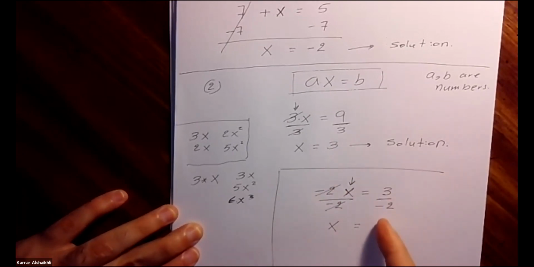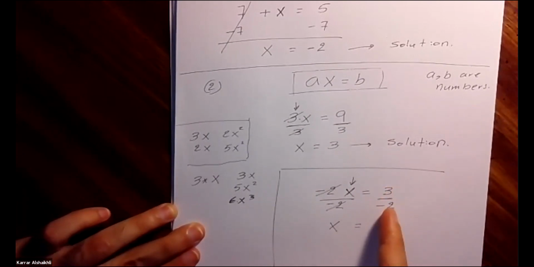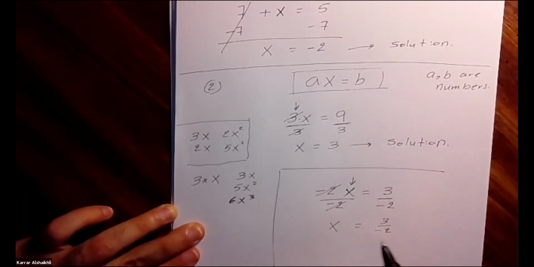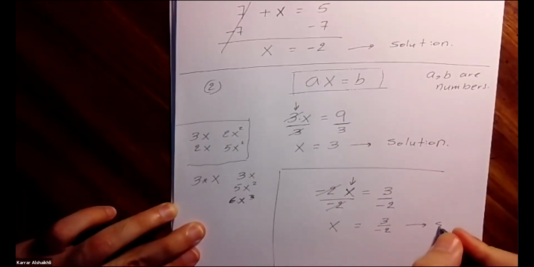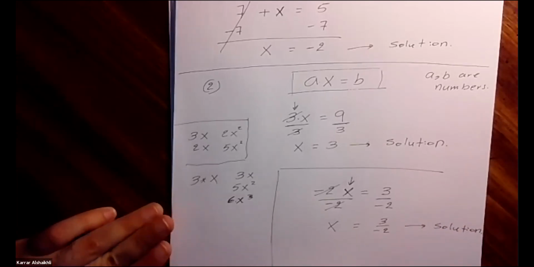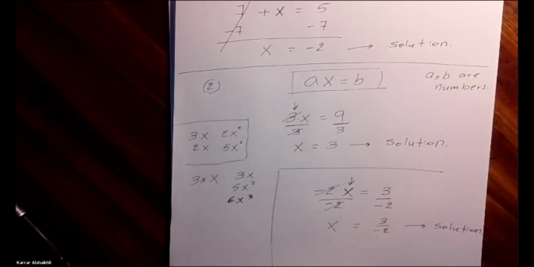x equal 3 over -2. You don't have to write it down as a decimal number. This is the solution. Can you simplify it? No. So I'm just going to write down 3 over -2. Keep it as a fraction. If you convert it to decimal, it's going to be right, but sometimes when you're doing the homework online, they're going to tell you it's wrong. Write down your solution as a fraction. Can you simplify it? No. That's it. This is the solution.